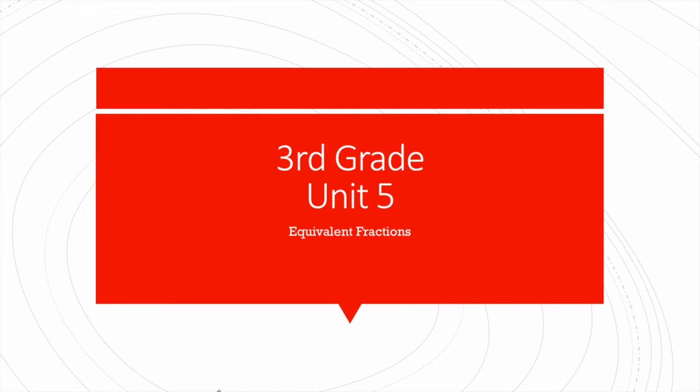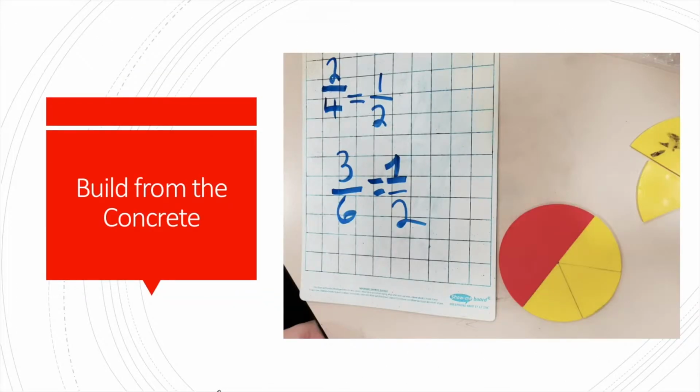Third grade Unit 5 is a continuation of fractions from Unit 4, but now we're really focusing on equivalent fractions. And students start by building from the concrete. One of the things that's really interesting is you can teach a kid to multiply the top and bottom by the same number or divide the top and bottom by the same number.